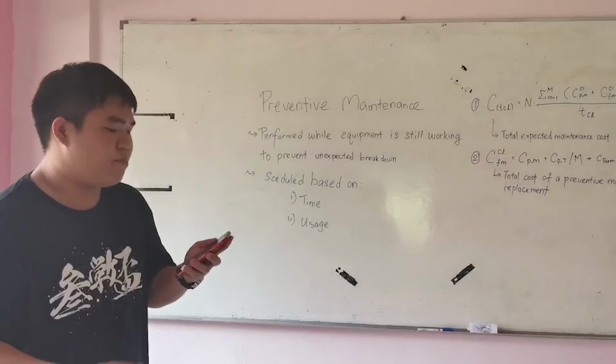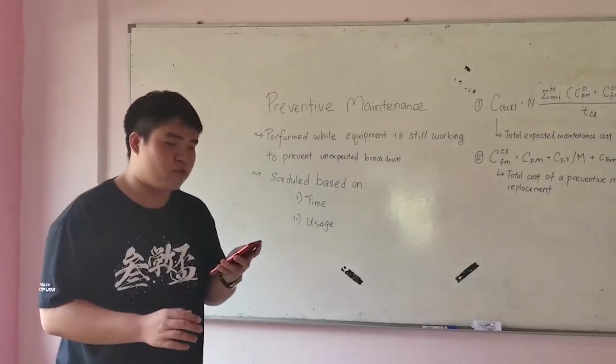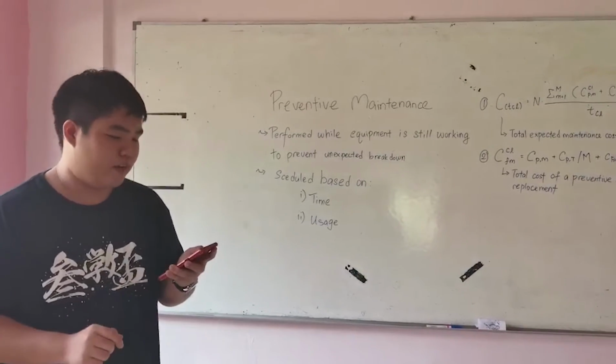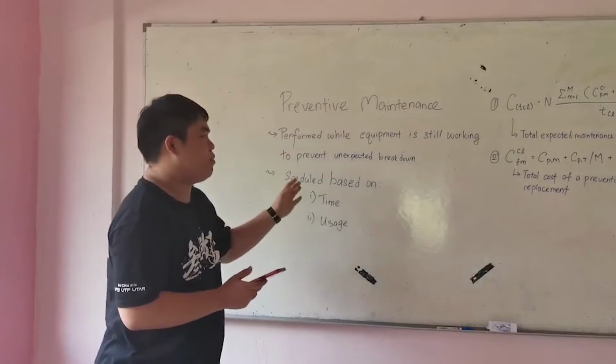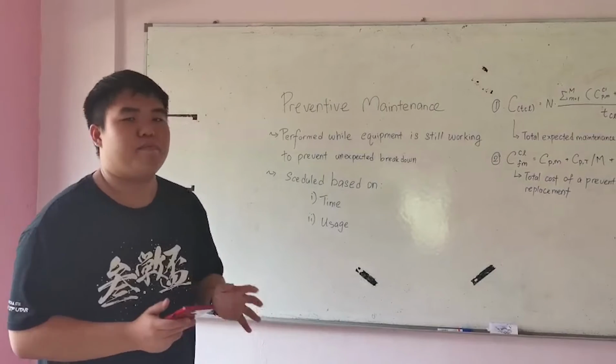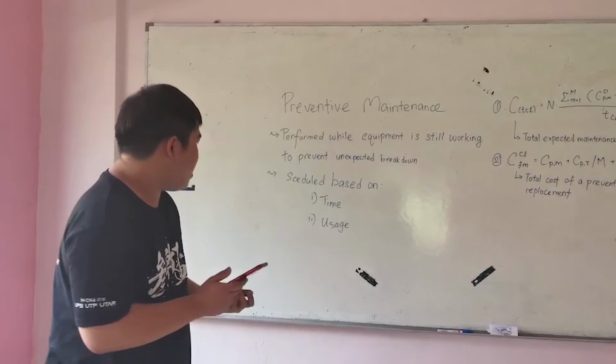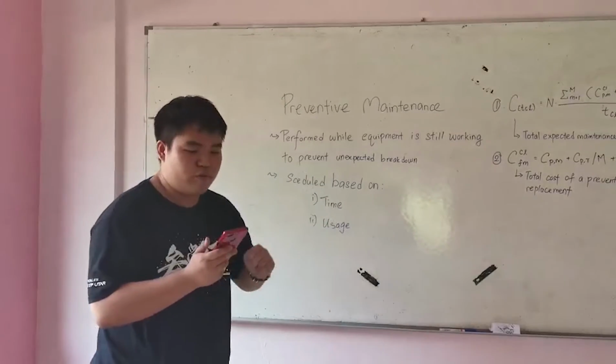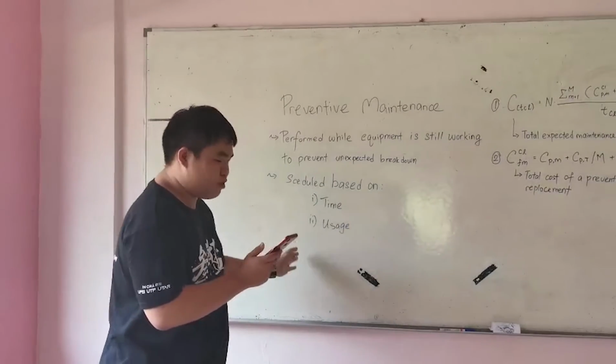Preventive maintenance is a maintenance method that is widely used to perform on a piece of equipment to reduce the probability of its failing. It is performed while the equipment is still working to prevent an unexpected breakdown that will bring a huge amount of loss to the company. Usually, preventive maintenance is scheduled based on two factors, time-based and usage-based.